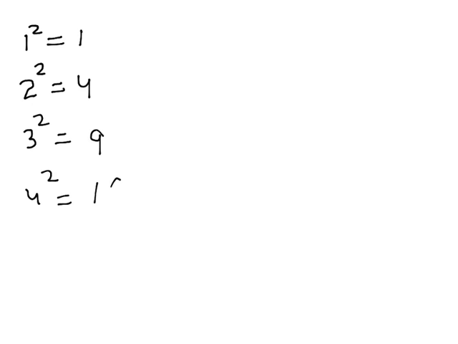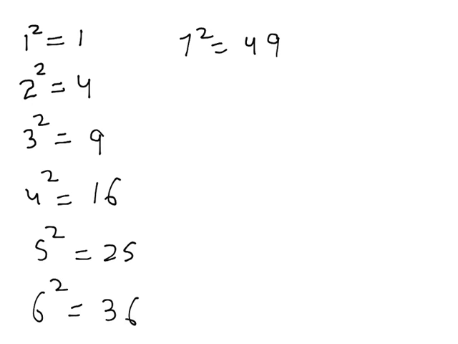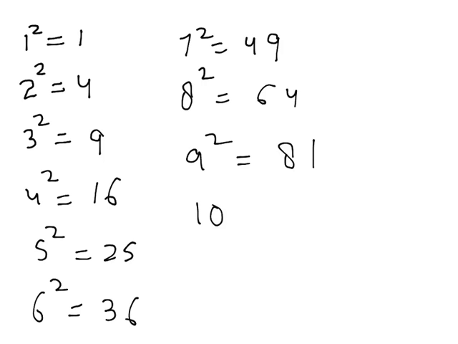First of all, let's take the squares of the first 9 natural numbers. 1 squared gives us 1. 2 squared, 2 times 2, gives us 4. 3 squared gives us 9. 4 squared gives us 16. 5 squared is 25, 6 squared is 36, 7 squared is 49, 8 squared is 64, 9 squared is 81. Let's take 10 also. 10 squared gives us 100.